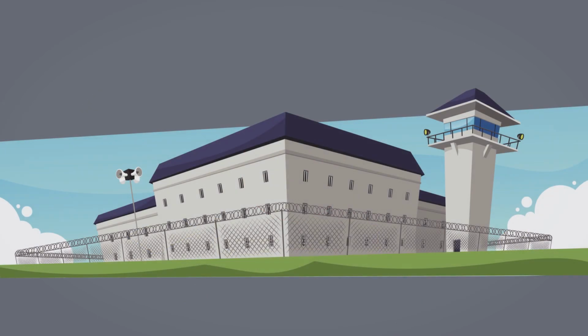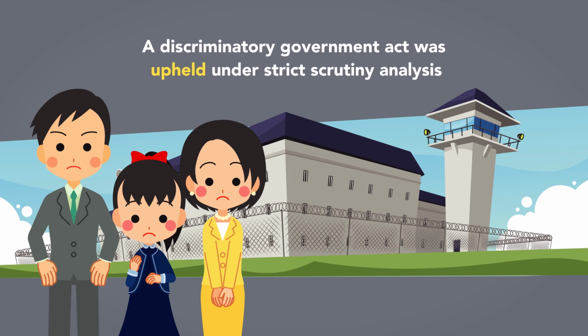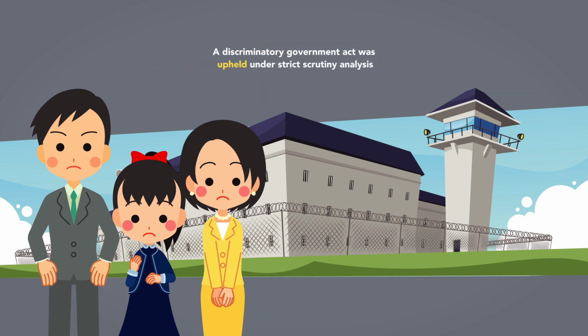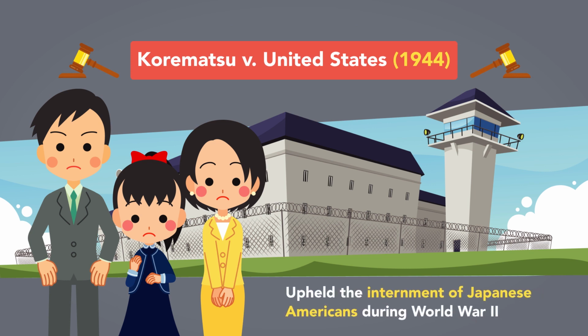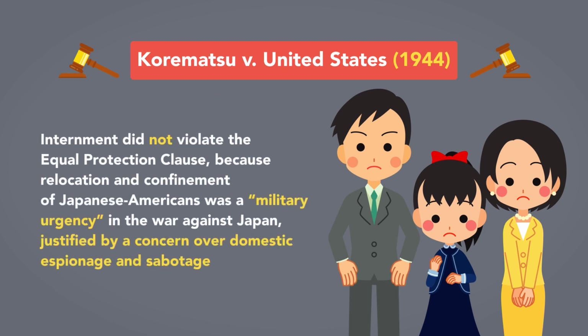Ironically, the most iconic example of the application of strict scrutiny was in a much maligned case in which a discriminatory government act was upheld under strict scrutiny analysis. This was Korematsu v. United States, which upheld the internment of Japanese Americans during World War II. The court found that internment did not violate the Equal Protection Clause because relocation and confinement of Japanese Americans was a military urgency in the war against Japan, justified by concern over domestic espionage and sabotage.